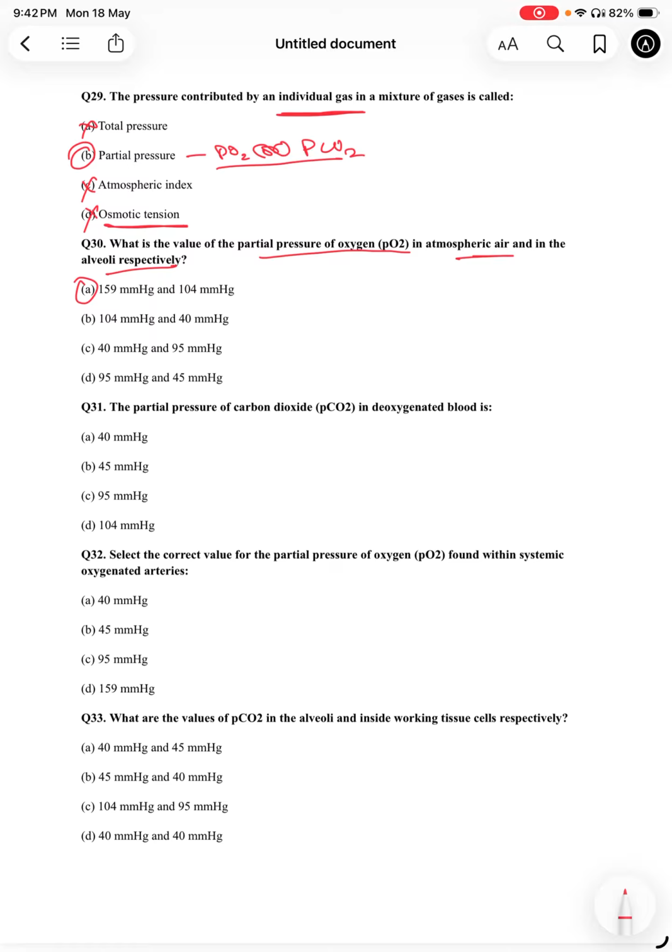The partial pressure of carbon dioxide in deoxygenated blood. This is also a direct question based on the diagram. It is 45 mmHg. So please study that diagram. It is very important.